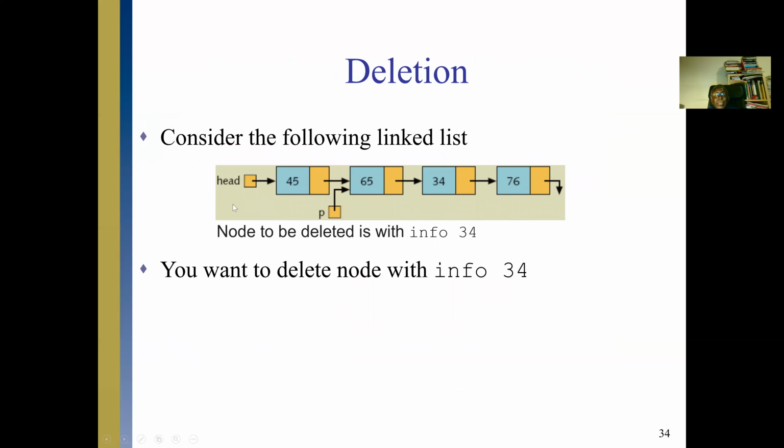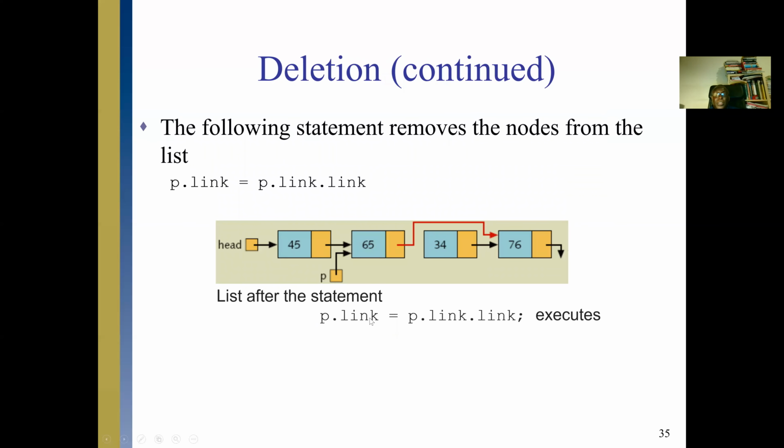So to delete an item, we just move the pointer to free. The node to be deleted is info 34, and I want to delete the node with the info 34. So what I'll do is move the pointer. The following statement removes the node from the list: p.link.link assigned to p.link.